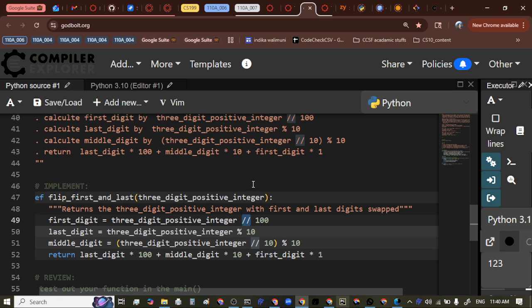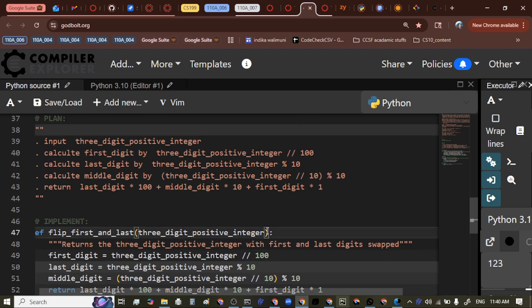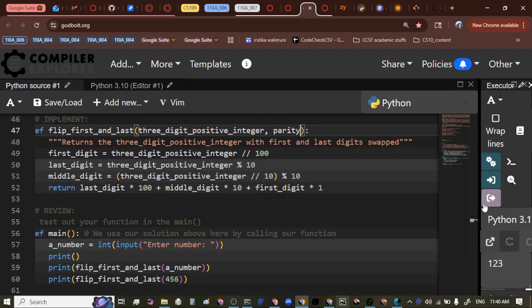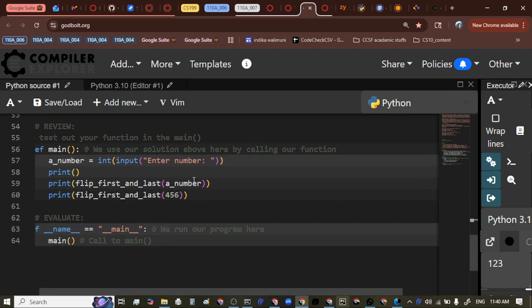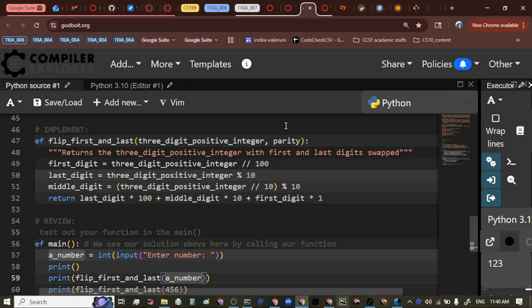So here's what I am going to do. I am going to add another parameter, we call it parity. Now obviously it's going to complain because I didn't supply that parameter over here. Then we're going to multiply the return value by that parity, times this whole thing.